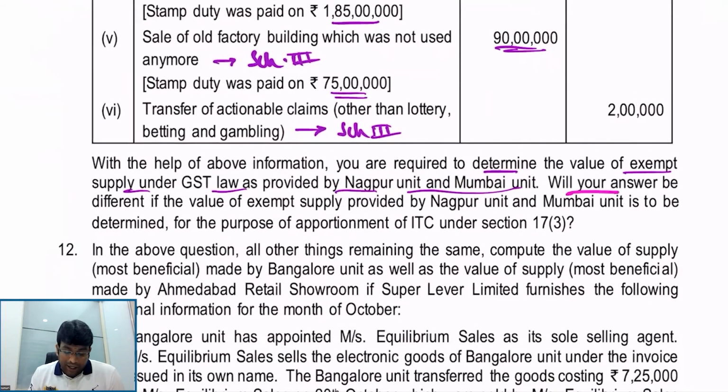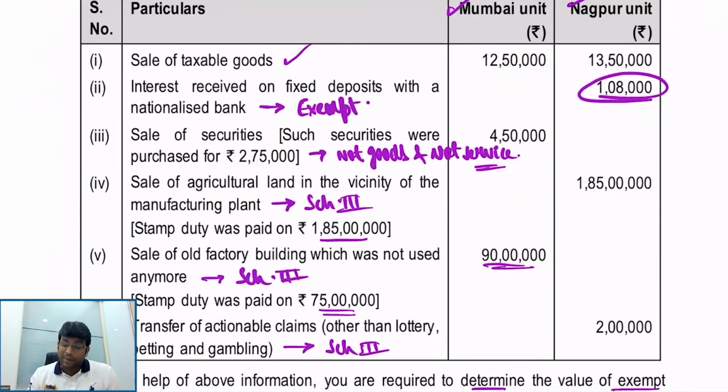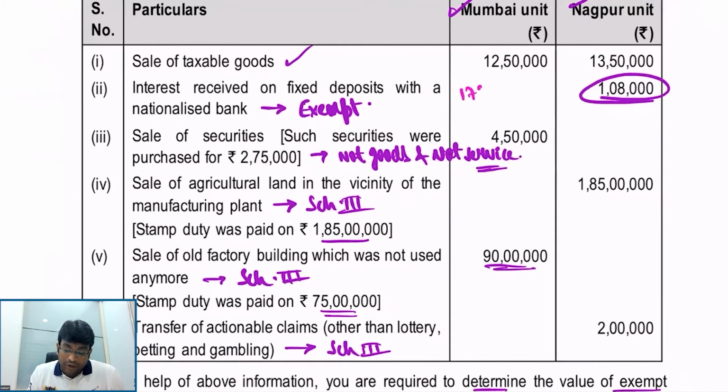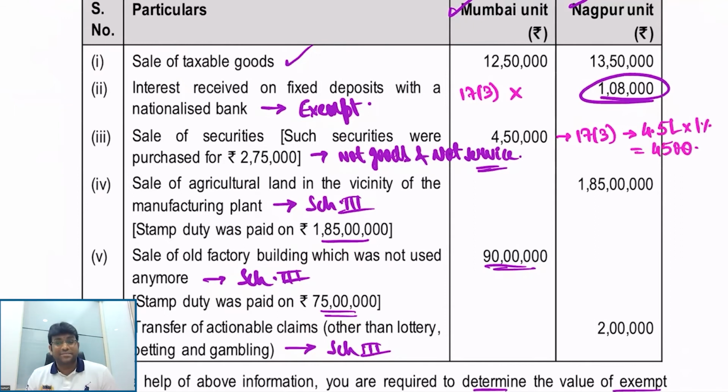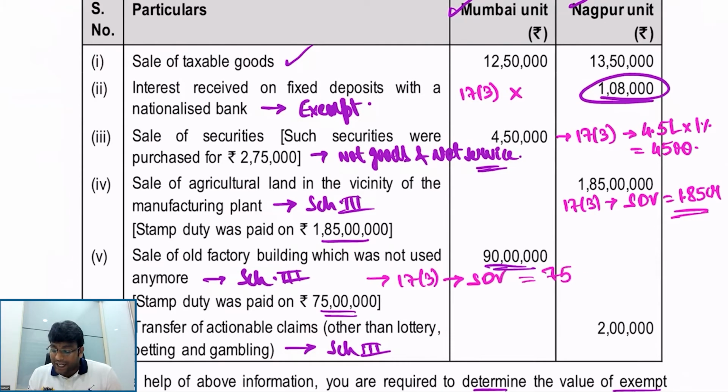Will your answer be different if the value of exempt supply provided by the Nagpur and Mumbai unit is to be determined for the purpose of apportionment of ITC under 17.3? Important. For 17.3 purpose, this is not considered. But for 17.3 purpose, this we will take as 4.5 lakh into 1%. 1% of sale value is considered as exempt supply. And for land and building, this is also considered, where I will take stamp duty value, which is 1.85 crores. And here also, for the purpose of 17.3, I will take stamp duty value, which is 75 lakhs.